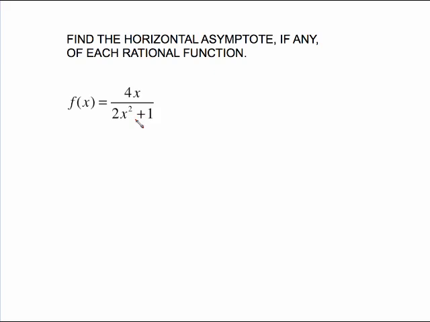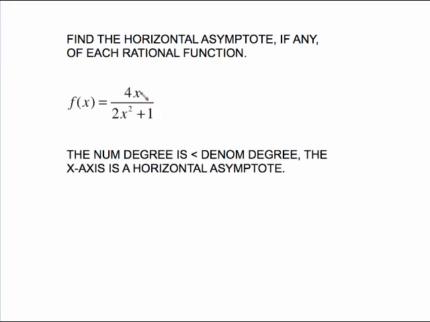Look at the degrees. We have a 1 for this degree, we have a 2 for this degree. It fits this category. The numerator degree is less than the denominator degree, so the x-axis is the horizontal asymptote. The x-axis is the equation y equals 0. Remember, a horizontal line is of the form y equals some plain old number.